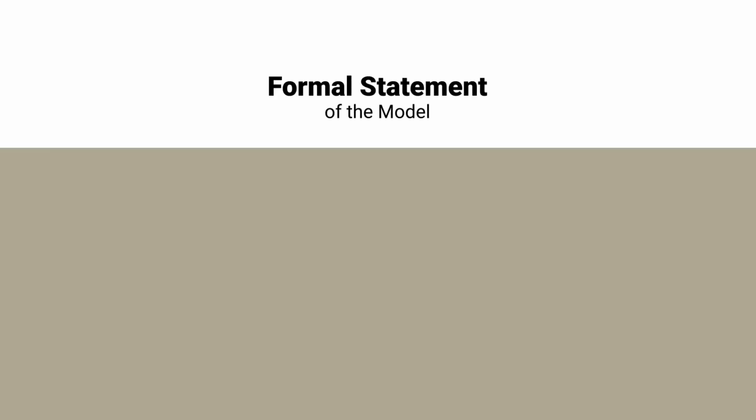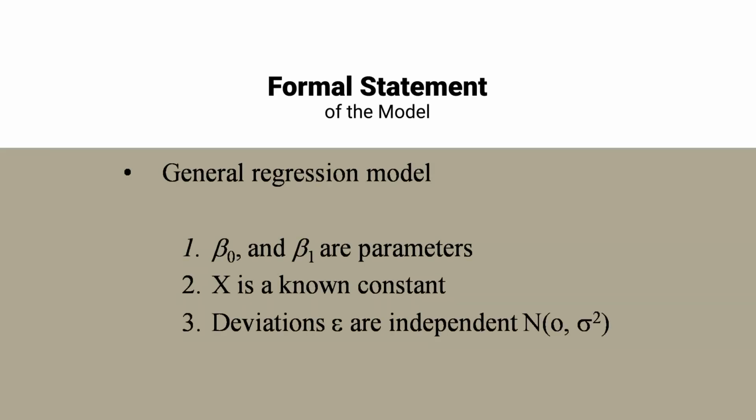The formal statement of the model: the general regression model is y = beta 0 + beta 1 x + e, where beta 0 and beta 1 are parameters, x is a known constant, and the deviations e are independent, which can also be considered as the standard error. We have an exclusive session on standard error that talks about that.